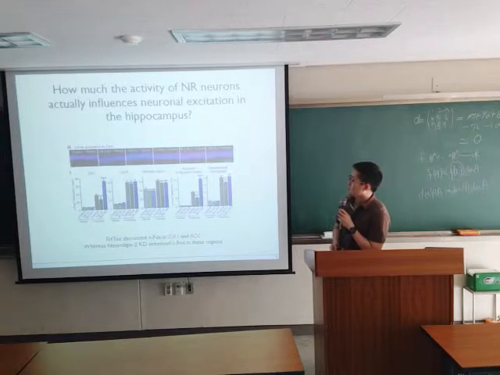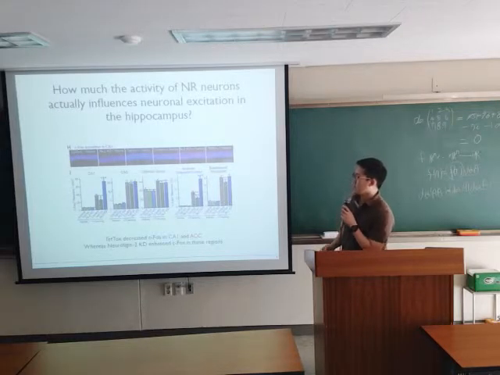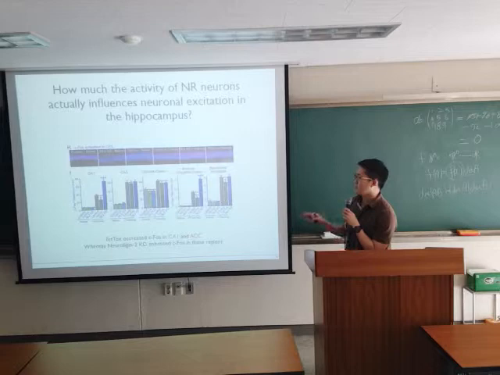And they confirmed the activation of CA1 in the hippocampus with c-Fos staining. They activated nucleus reuniens, but they wanted to see whether their target in the hippocampus is actually activated or decreased in firing. So they checked the c-Fos level, and in the neuroligin 2 knockdown group, they showed increased c-Fos level, and in the tetanus toxin group, they showed less c-Fos levels, as you can see here.